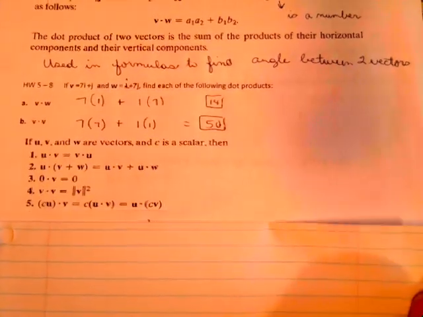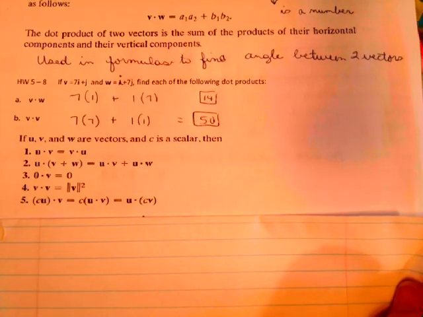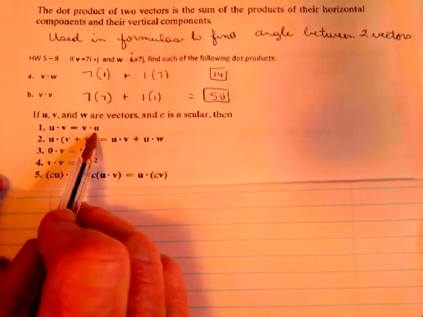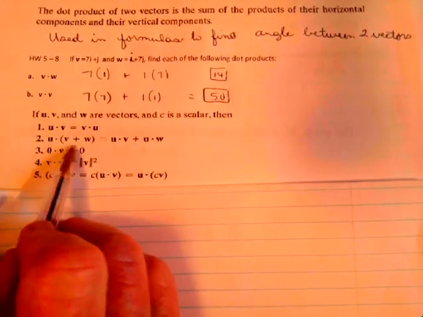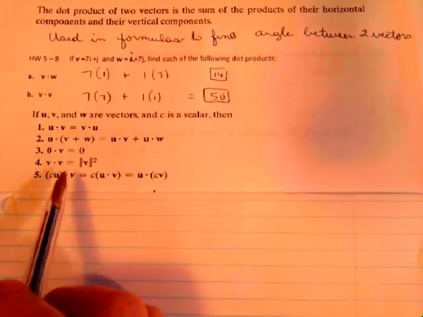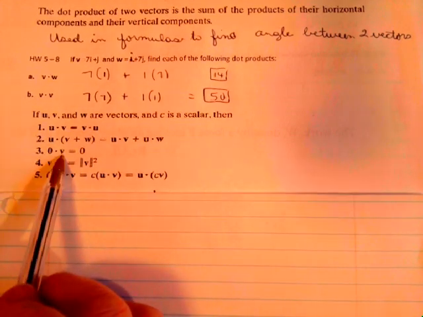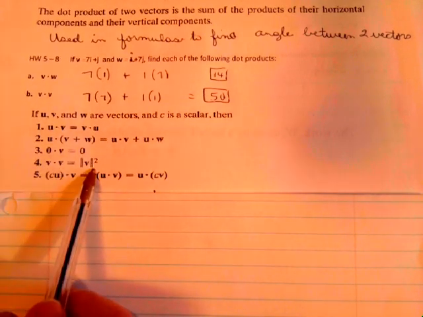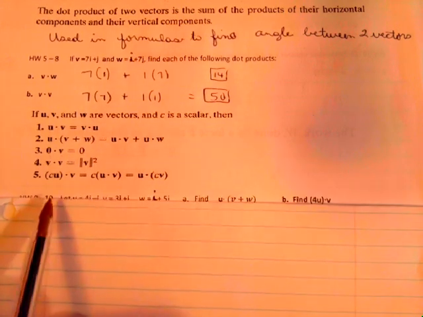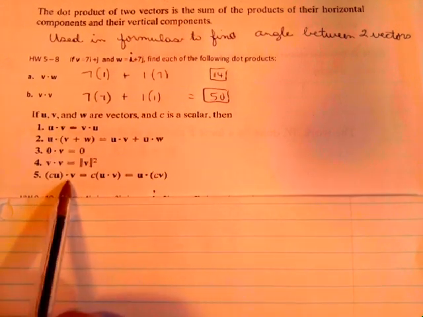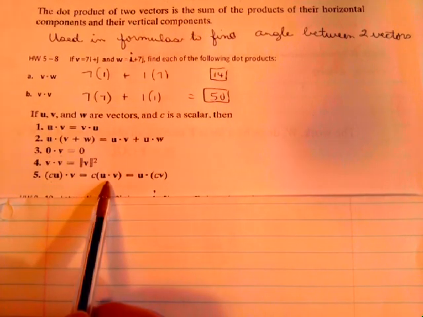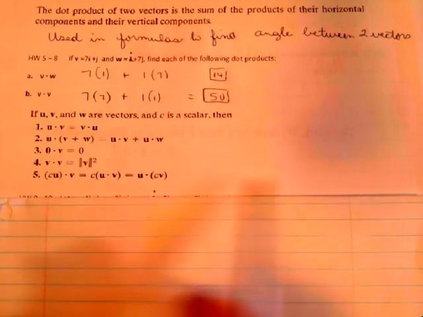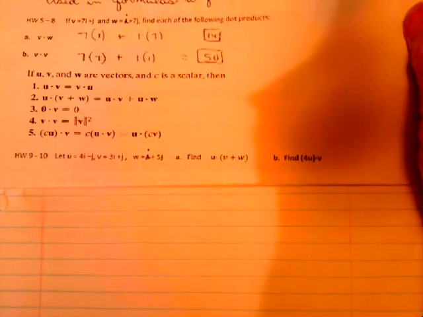Here are the rules for working with vectors. Notice that when you're doing the dot product, order doesn't matter. You distribute just like you would with regular multiplication. 0 times a vector is 0. v dot v gives you the magnitude of v squared. c times u dot v is c times the dot product of u and v. Or you could rearrange it. Order doesn't matter when we're doing the dot product. That's what I'm trying to say.